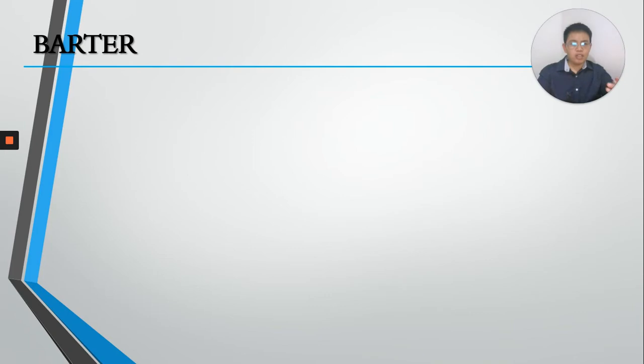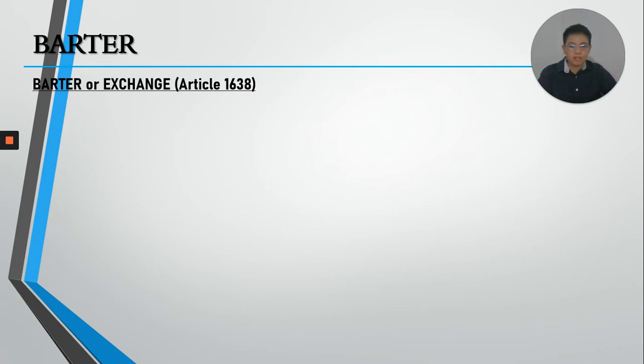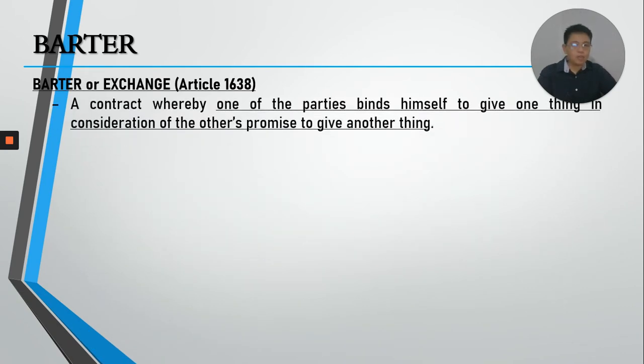So this is also not a new concept because we studied it in sales. So pinag-aralan natin siya sa contracts. Pinag-aralan din natin siya sa sales under 1468. Anyway, I will discuss that later on. So barter or exchange is defined in 1638 as a contract whereby one party binds himself to give one thing in consideration of the other party's promise to give another thing. So bibigay ko itong thing ko kasi yung isang party pre-promise niya na ibibigay niya yung thing niya. So swap kami. So yun ang barter or exchange.